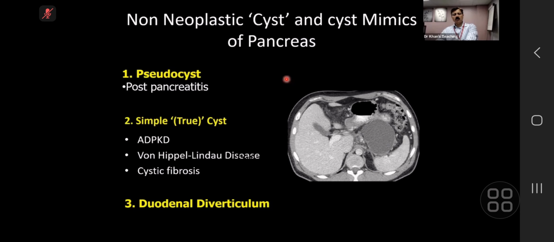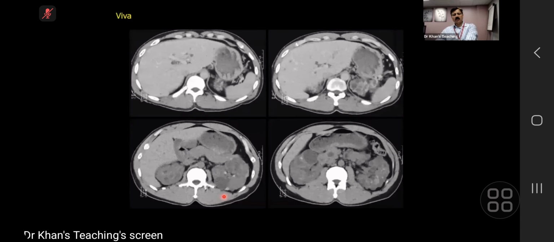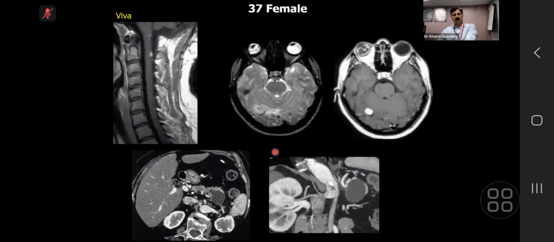Also, there is a concept of true cyst in the pancreas. Some people think that this concept is not actually correct, but others feel that there can be true cyst. For example, in von Hippel-Lindau disease or autosomal dominant adult polycystic kidney disease. And a pitfall is duodenal diverticulum. This is a case of autosomal dominant polycystic kidney disease, and with that there can be cysts in the liver as well as pancreas.